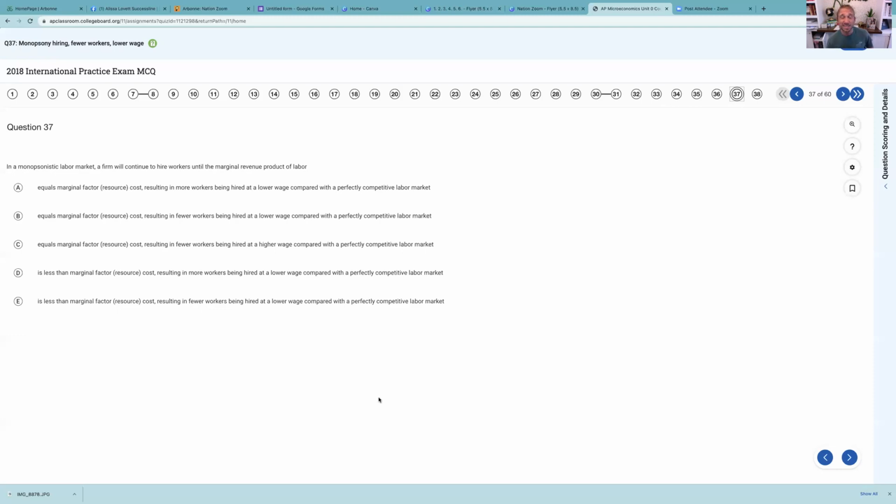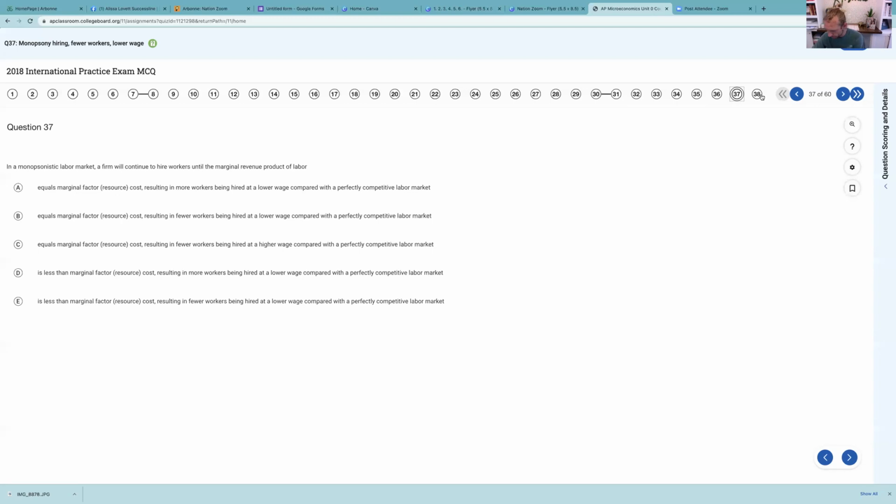A monopsony is inefficient in the same way that a monopoly in the product market is inefficient. In the product market, a monopoly is inefficient because they are charging too high a price and selling too low a quantity. It's the same idea with the resource market, but since we're talking about hiring workers, they hire too few workers and pay too low a wage relative to perfect competition. So we know they're going to produce where marginal revenue product hits marginal resource cost. And the result with the monopsony is they're hiring fewer workers and paying too low a wage. So your answer is B.